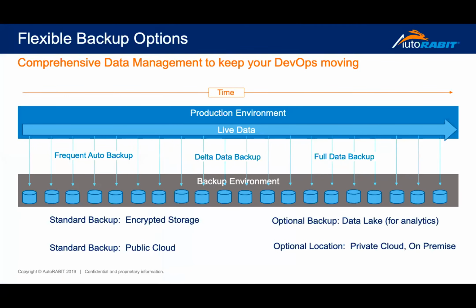The second major area that we want to talk about is having flexible backup options. So what we mean by that is, as I mentioned earlier, every industry has their own requirements. Your company may have additional requirements. So you need as much flexibility in terms of how that data is backed up. And what we offer at AutoRABIT, and certainly what you should have on your checklist as you evaluate solutions, is being able to do frequent auto backups.